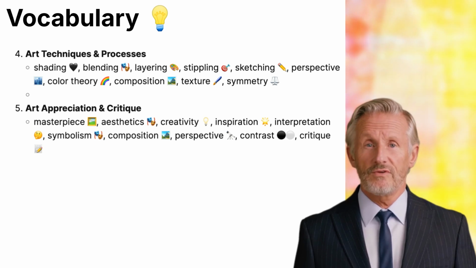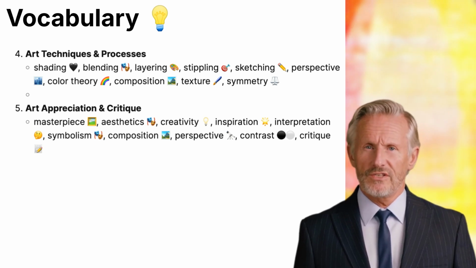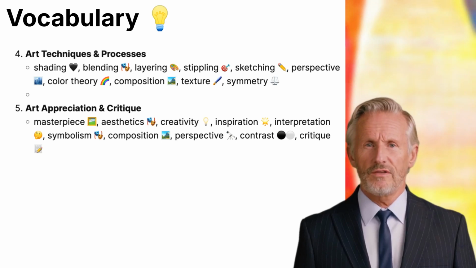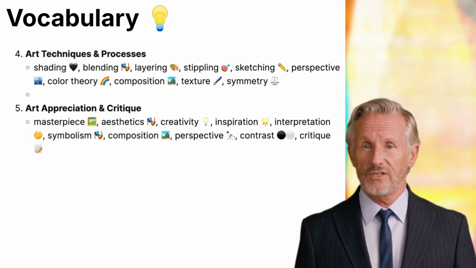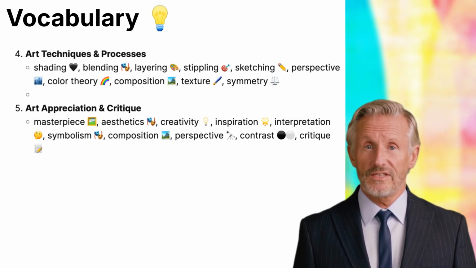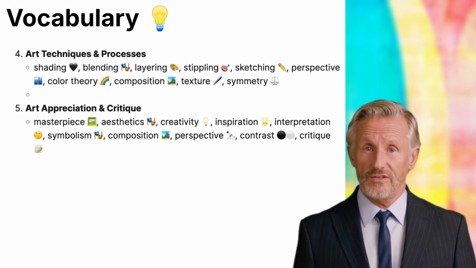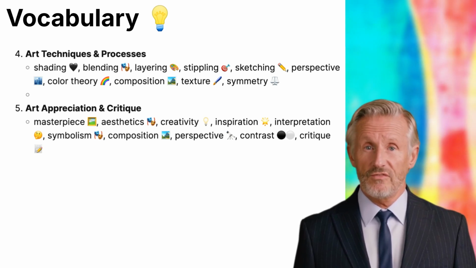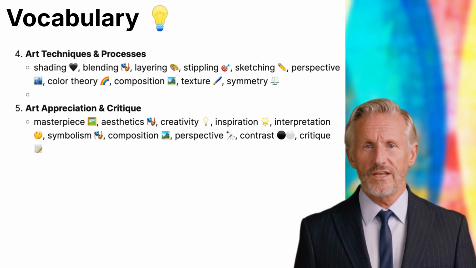Symbolism, using symbols to represent ideas. Composition, how elements are arranged in an artwork. Perspective, the viewpoint or angle from which something is seen. Contrast, the difference between elements like light and dark, or smooth and rough. Critique, giving thoughtful feedback about an artwork's strengths and areas to improve.